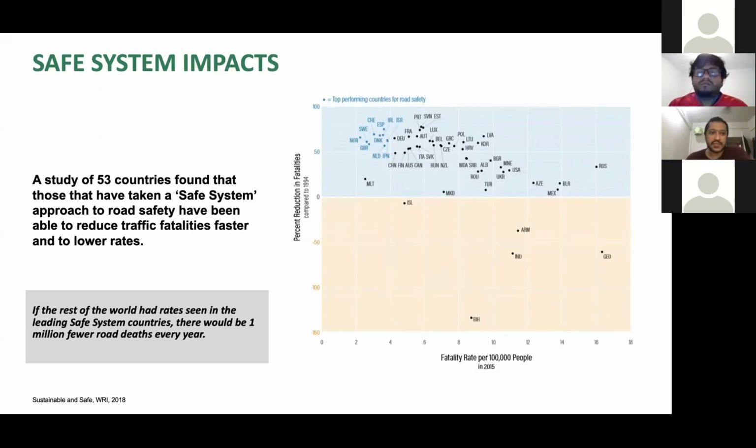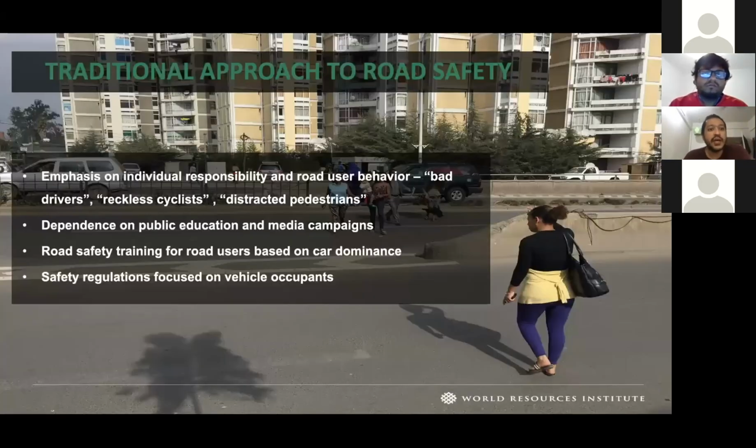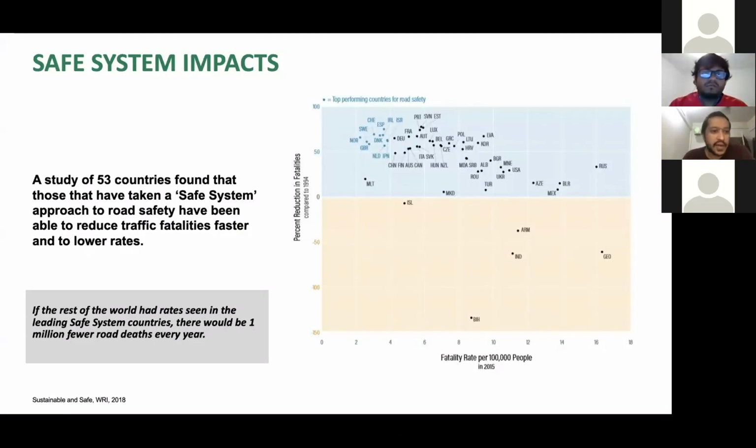This was a study of 53 countries that found that a safe system approach was able to reduce traffic fatalities faster and at much lower rates. In fact, if the rest of the world had seen these rates, we would see 1 million fewer road deaths a year. Globally reported deaths are 1.5 million, so imagine that would just come down to 500,000.